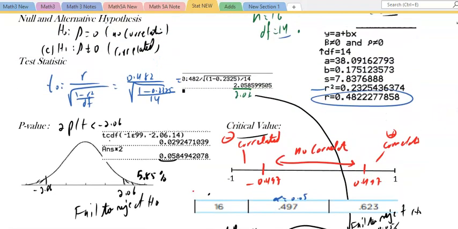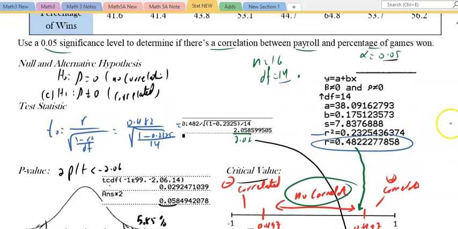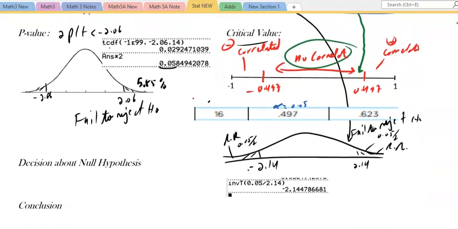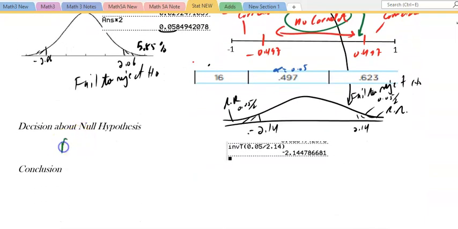Now we look at r and we say, look, r is 0.48. Isn't 0.48 inside of that? Right? That means there's no correlation between them. No correlation between them, that means rho equals 0. So they all agree. So fail to reject the null hypothesis.